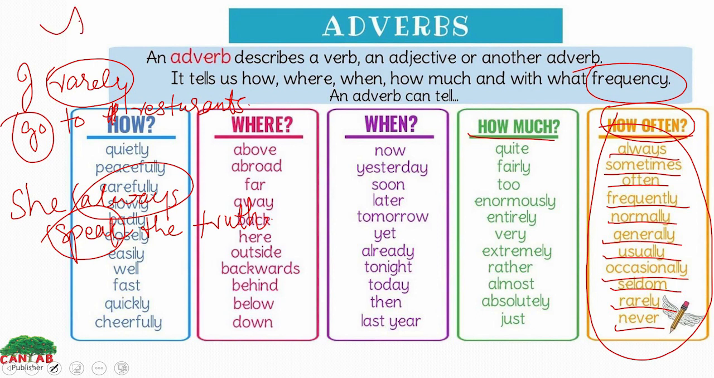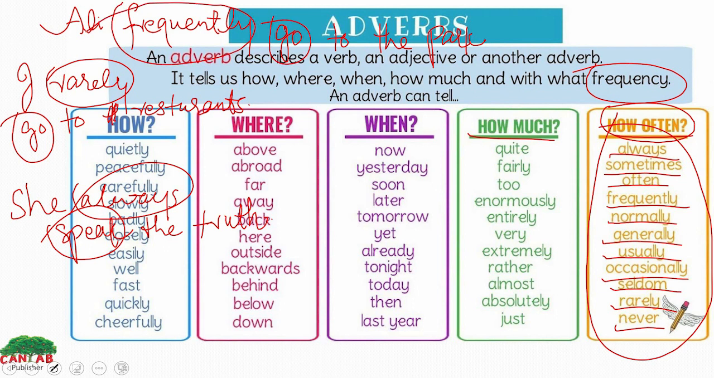Frequently, Ali frequently goes to the park. Here go is a verb and frequently is what? An adverb of frequency here. So, you have a very good idea of different types of adverbs here. How, where, when, how much and how often. It tells you how, where, when, how much, and with what frequency an action is done.